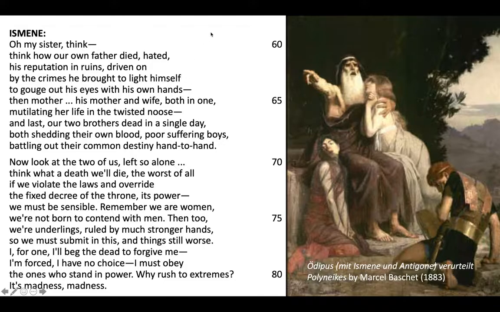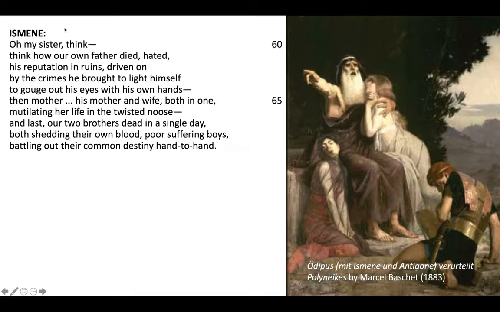So Ismene says, "Oh, my sister, think how our own father died hated, his reputation in ruins, driven on by the crimes he brought to light himself, to gouge out his eyes with his own hands. Then mother, his mother and wife, both in one, mutilating her life in the twisted noose. And last, our two brothers dead in a single day, both shedding their own blood, poor suffering boys, battling out their common destiny hand to hand."